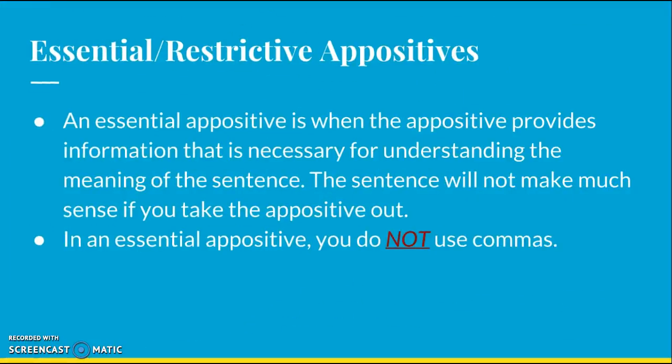So the first type is essential, also known as restrictive appositives. An essential appositive is when the appositive gives information that is absolutely necessary for understanding what the sentence means. So if you take the appositive out, the sentence won't make sense. In an essential appositive, you do not use commas.